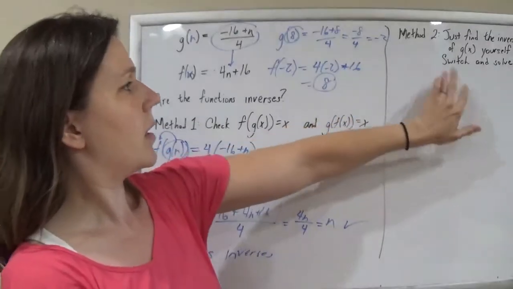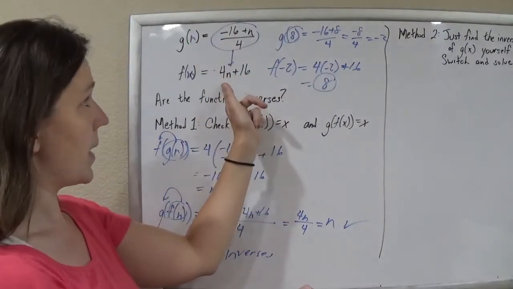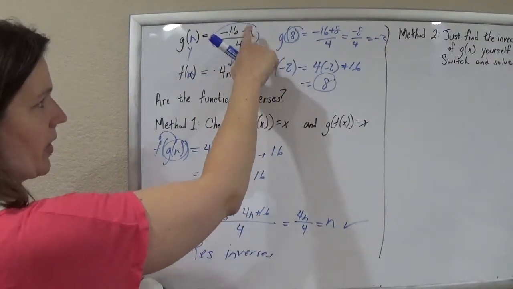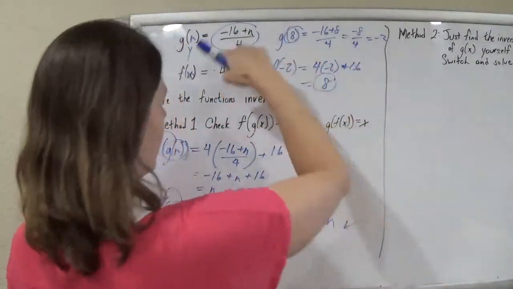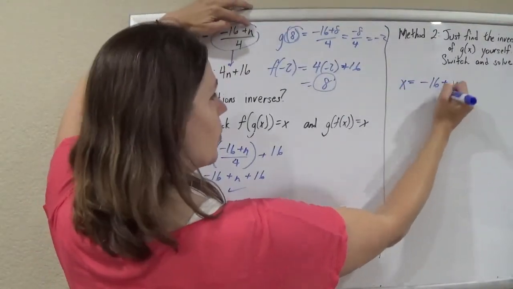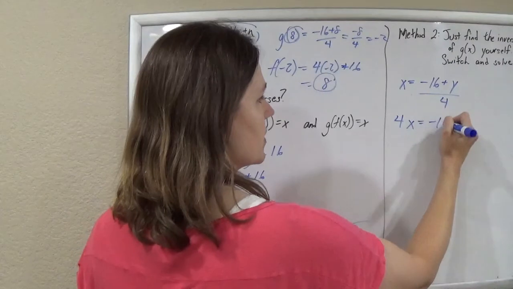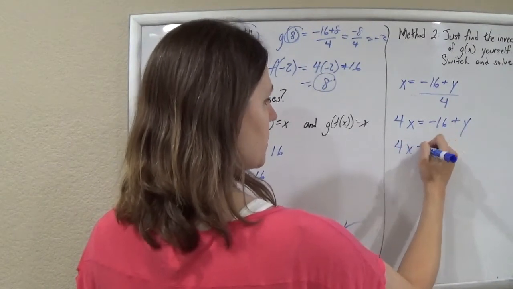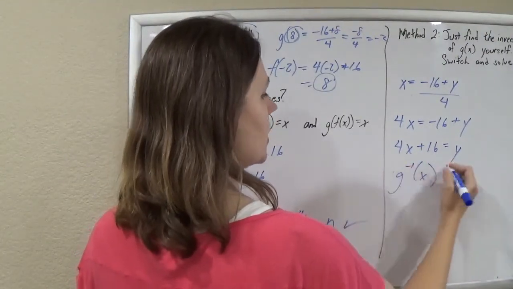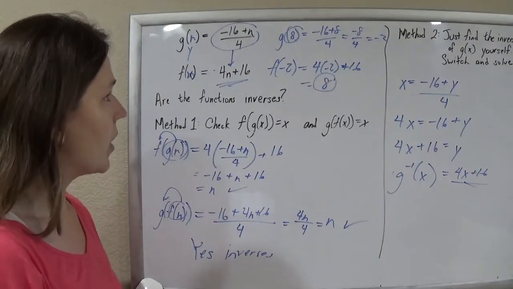Okay. So now the second method, for fun, is you can find the inverse of this original function yourself and see if it matches that. So right now we have y equals something with, I'm going to call that an x just to be easier. So right now I've got y equals that, and I'm going to switch the x and the y. So I'm going to say x equals negative 16 plus y over 4, and then I'm solving for y. So 4x equals negative 16 plus y, 4x plus 16 equals y. So my inverse function, I guess this time I found the inverse of g, is 4x plus 16, and that matches that guy. So we are thrilled. Yay!